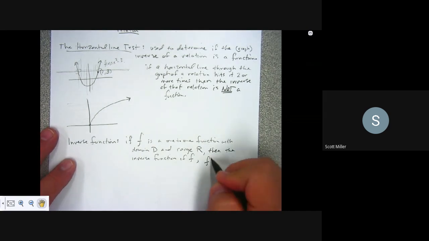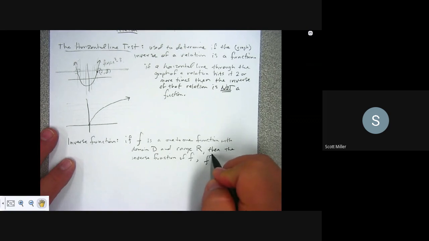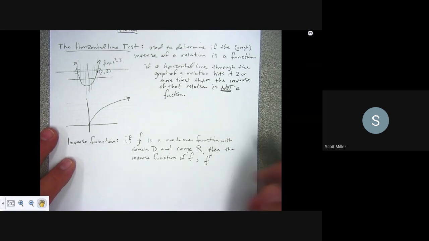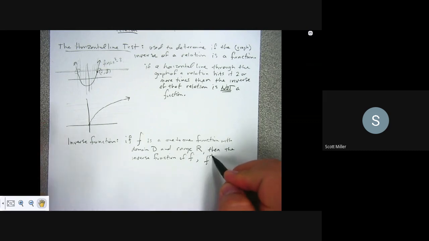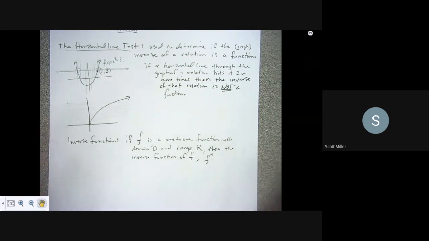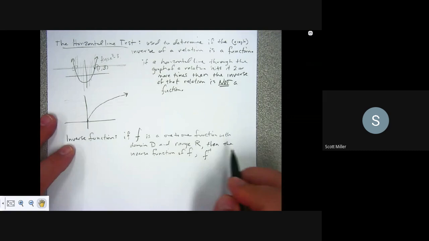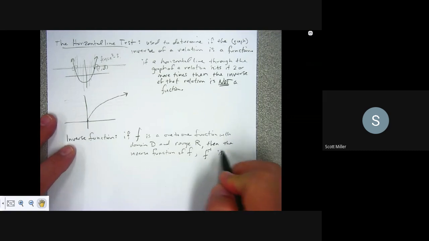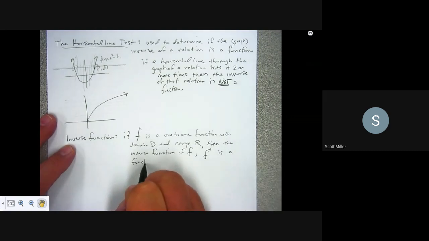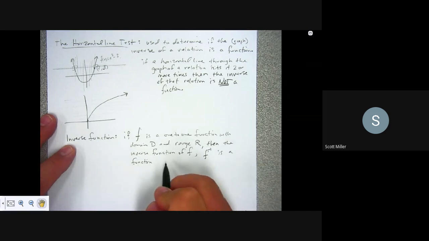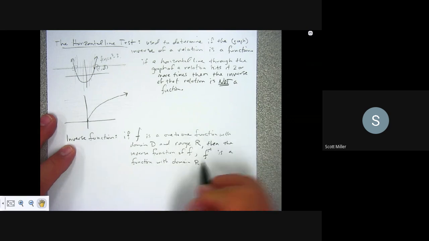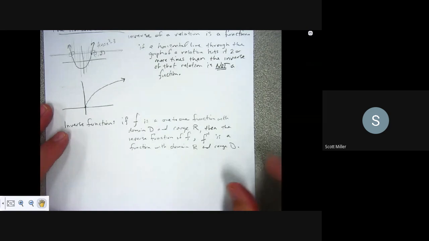Whatever the function name is, it's that function name with a -1 up in the exponent position. But because this is a function name, it's not an exponent. It's just an inverse designation. Because this is a function, it's not a number or anything. Then this is a function with domain R and range D. Now, there's a lot in there. Let's break it down.